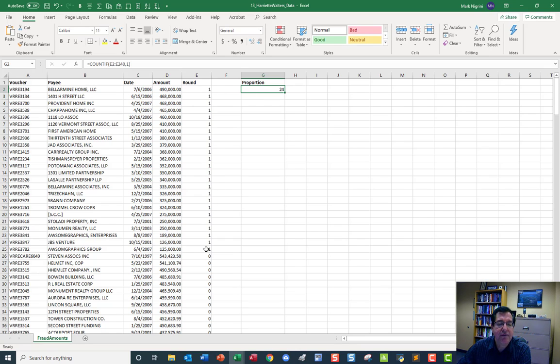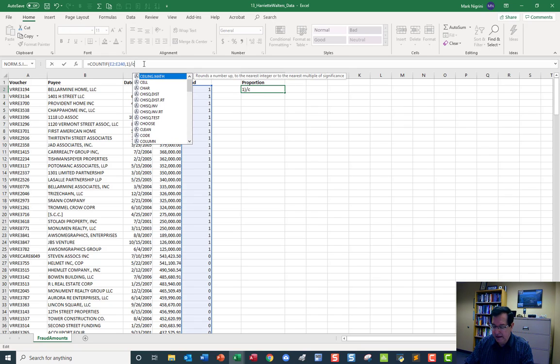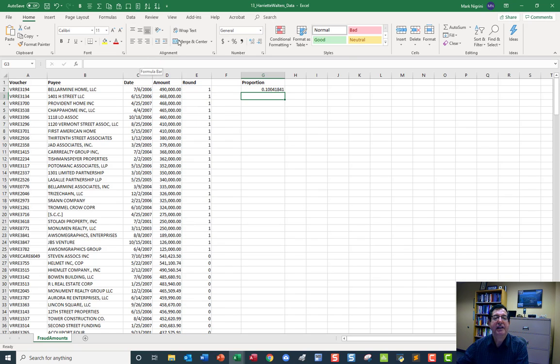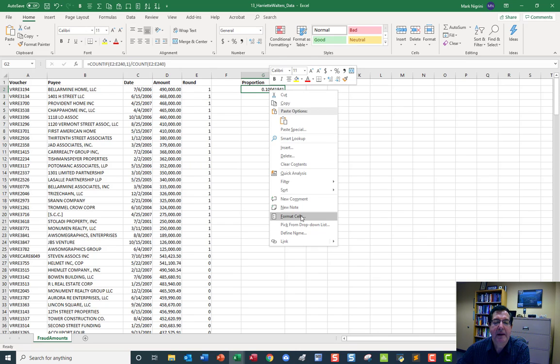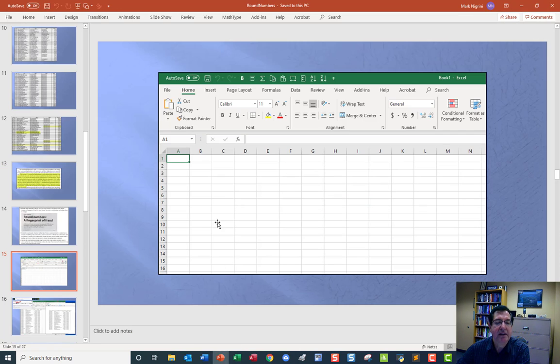It counted 24 ones. But I need the proportion. So I need to divide it by the total count. So we'll divide it by the count of the same range. My numbers are in E2 to E240. One row is used for the headings. And here we go, proportion 0.1004. Format the cells, number, 4 decimal places, back to the PowerPoint.